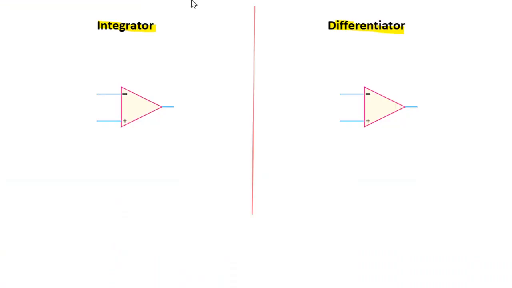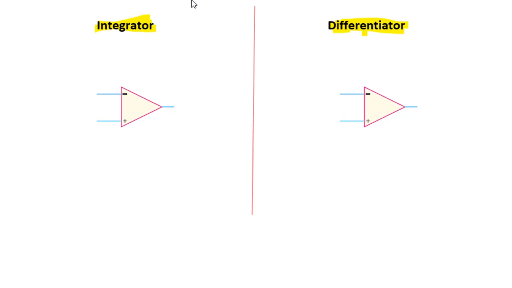Hi, in this video, we are going to discuss integrators and differentiators. So, what is an integrator? An integrator is a circuit that performs mathematical integration of the input signal, and a differentiator is a circuit that performs the mathematical differentiation of the input signal.